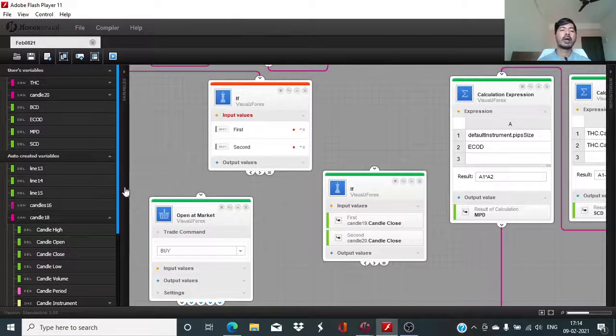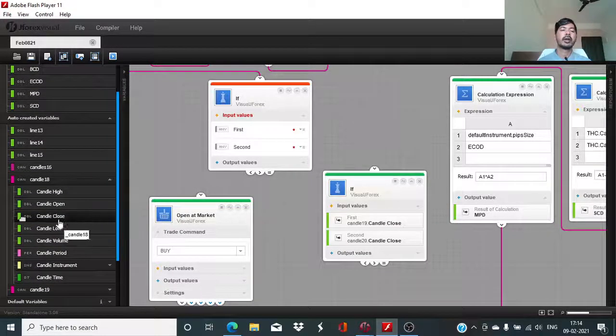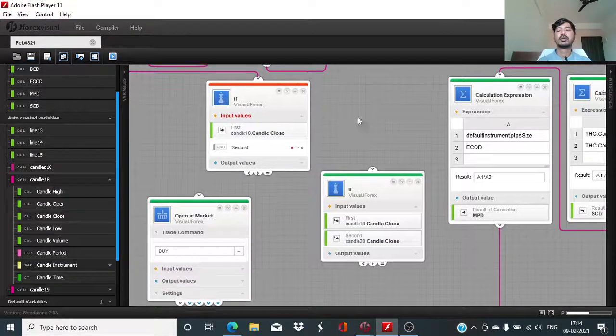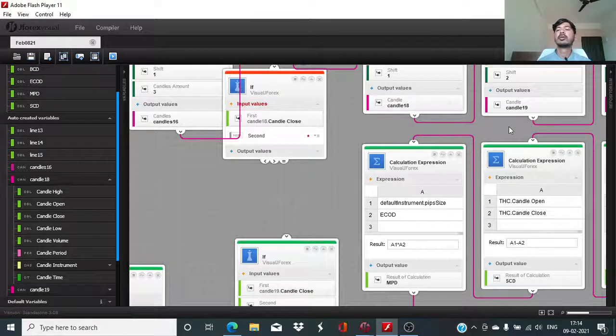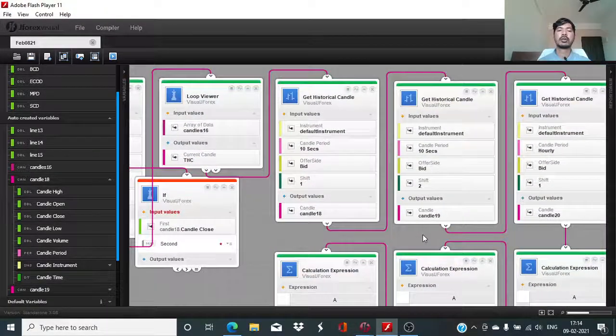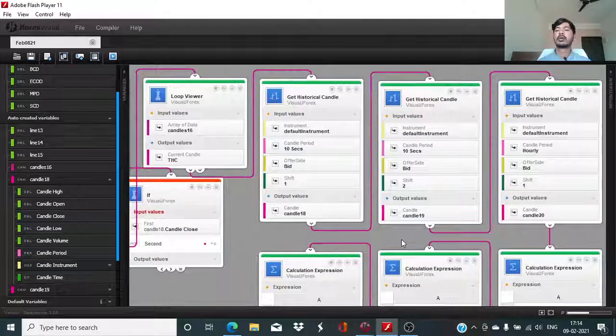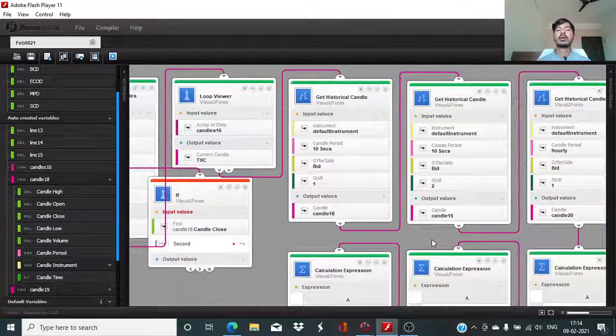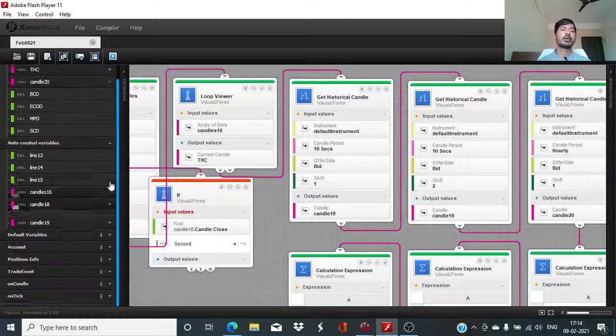Candle 18's closing value, candle 18 candle close, would be greater than candle 20 candle close.